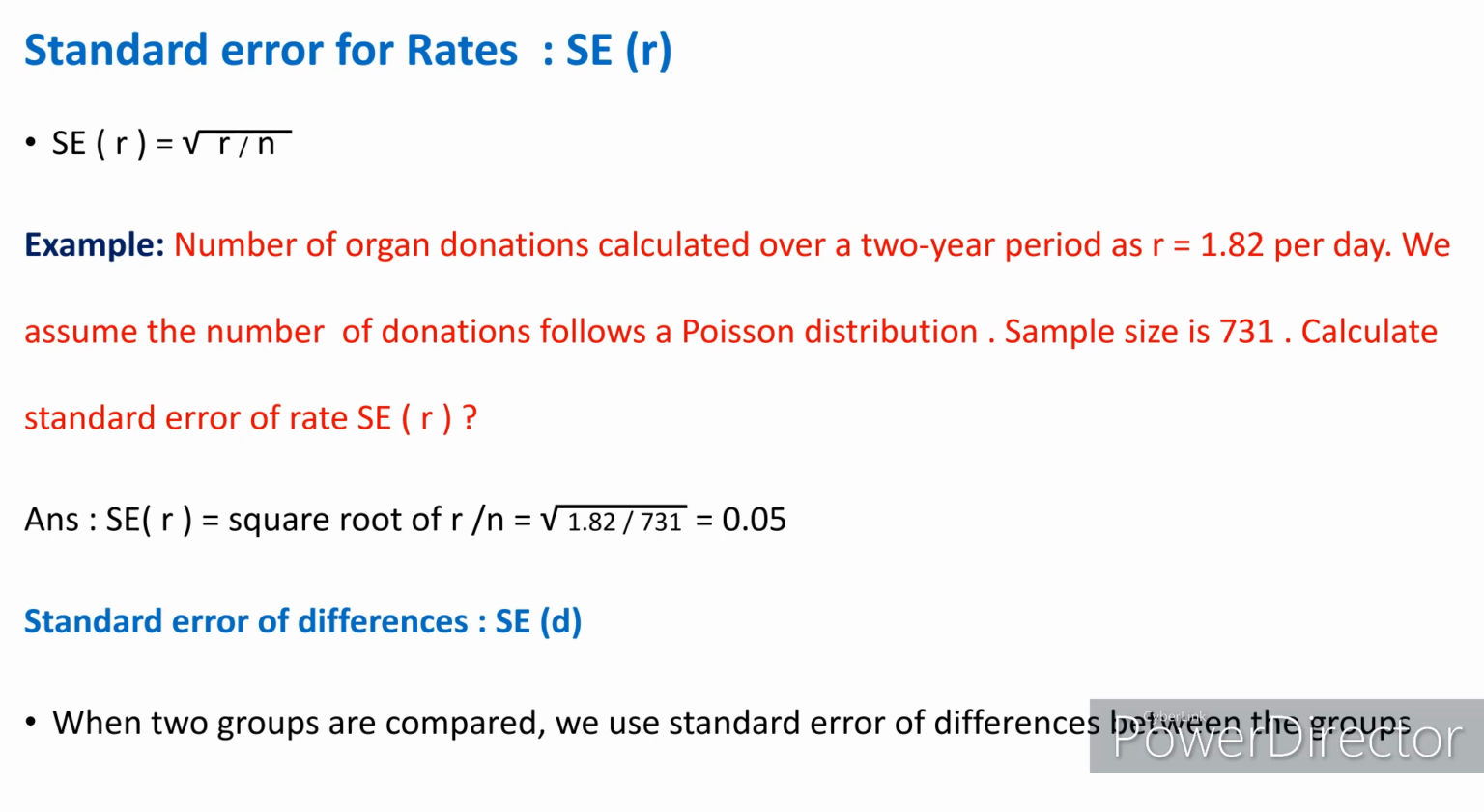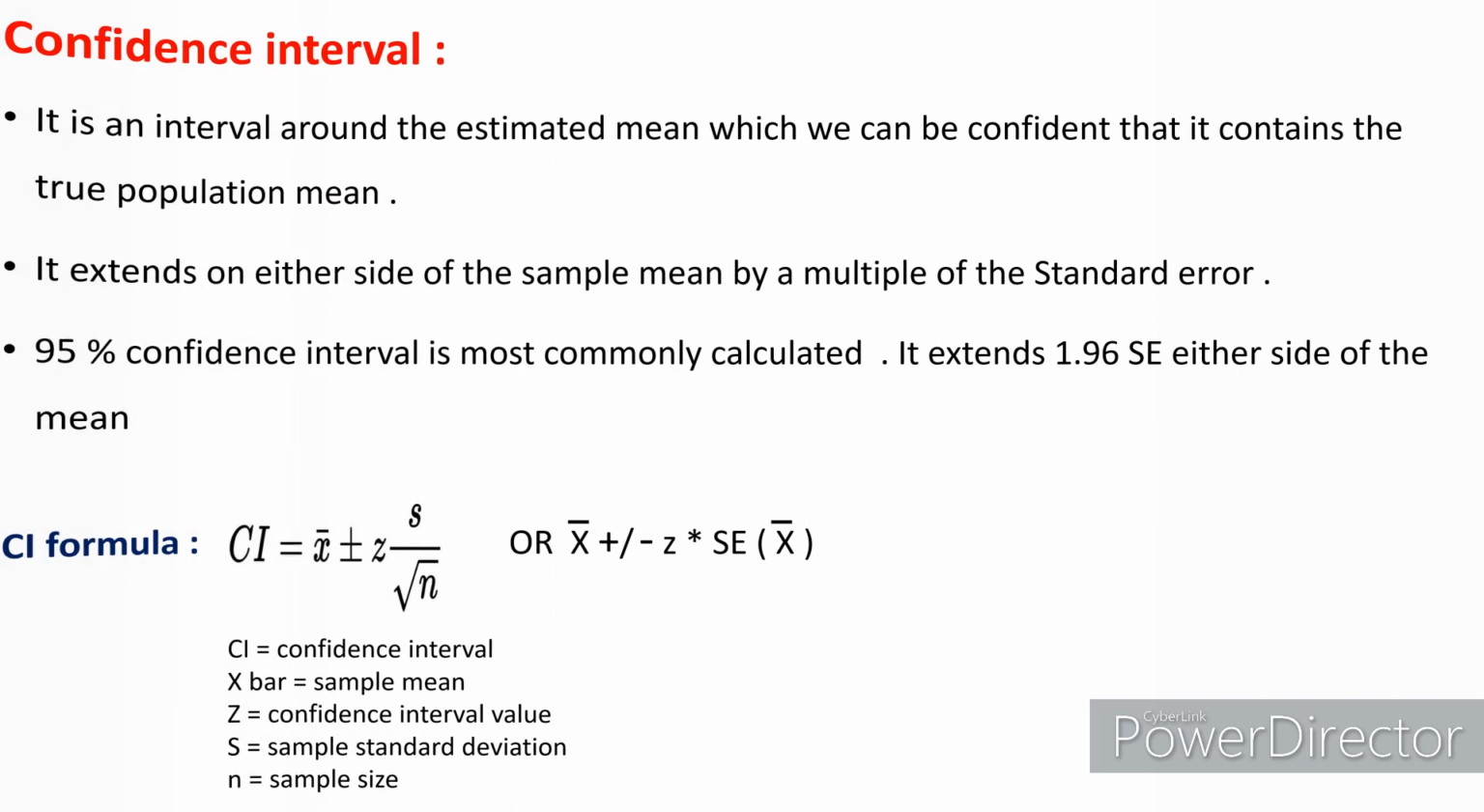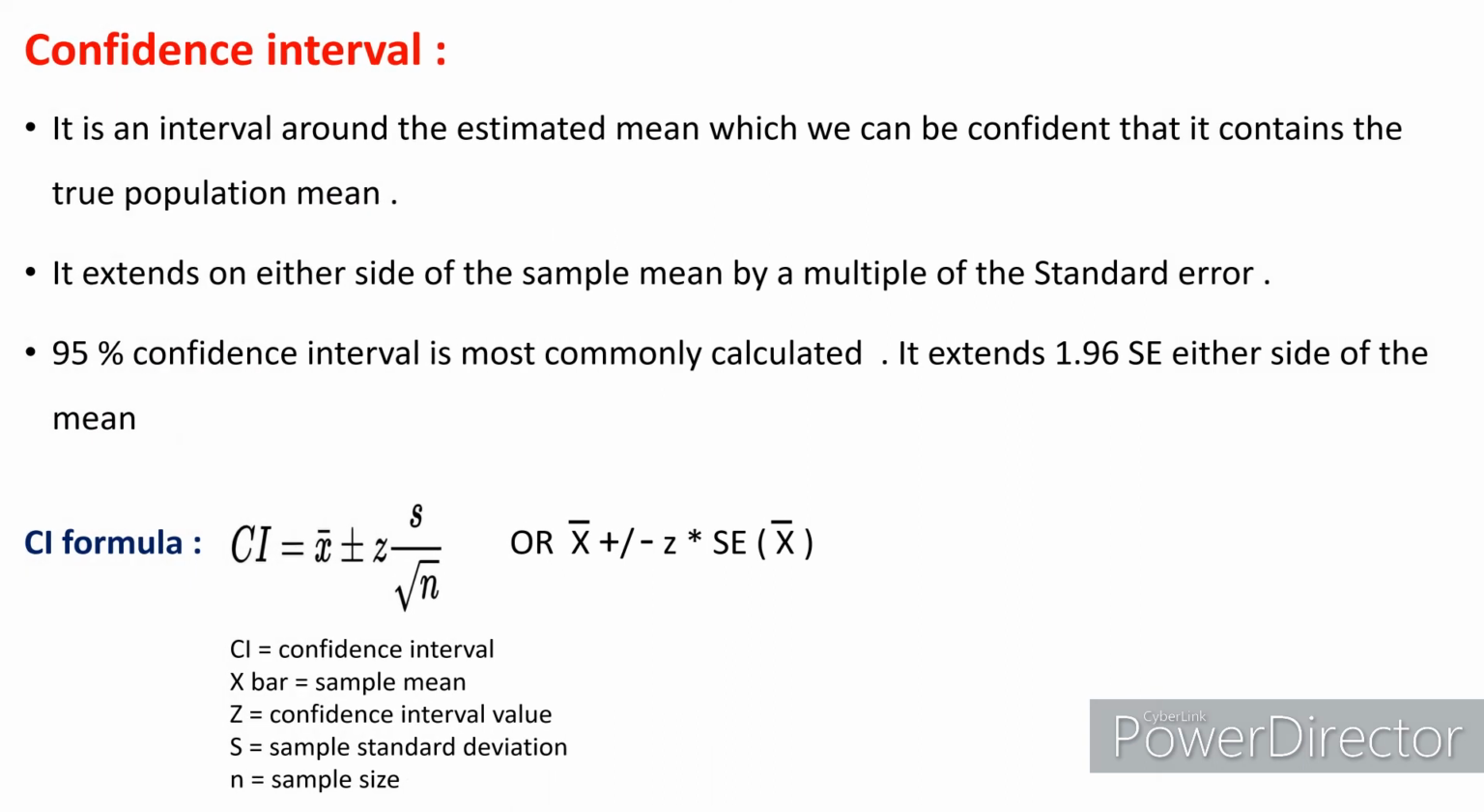Square root of R, what is R? 1.82 divided by N, that is 731. So the standard error of rates in this case is 0.05. And similarly, standard error of differences, that is SE of D, is used when two groups are compared instead of one. And now coming to the next important concept, that is confidence interval.